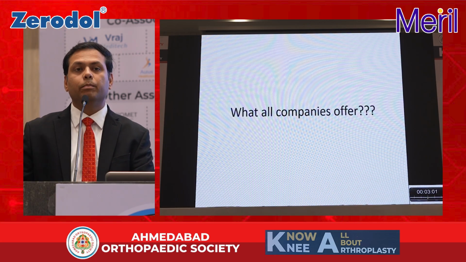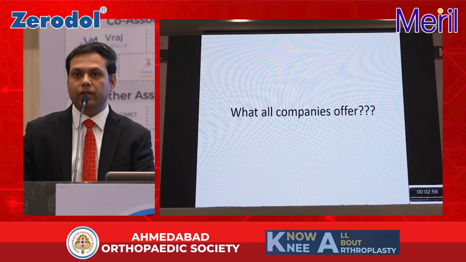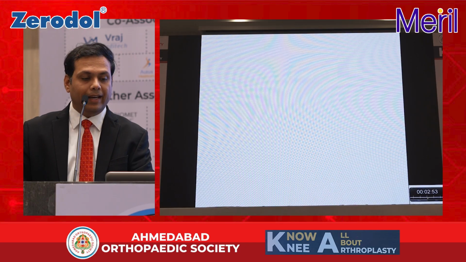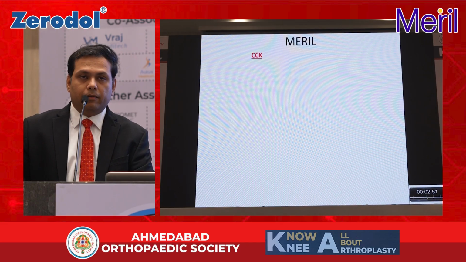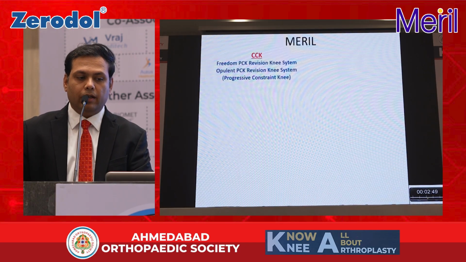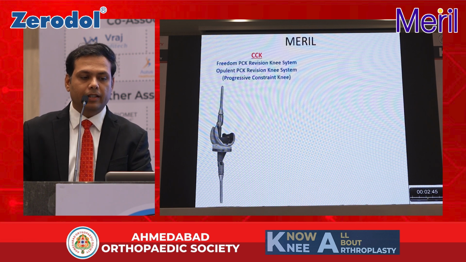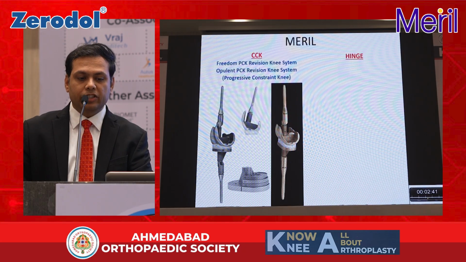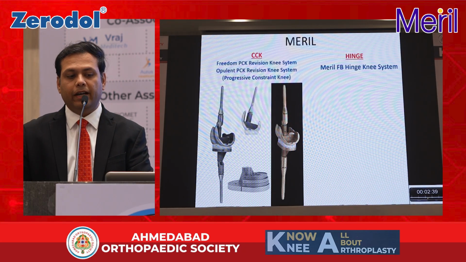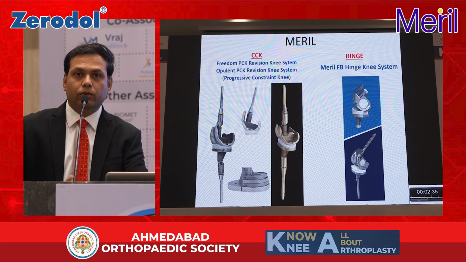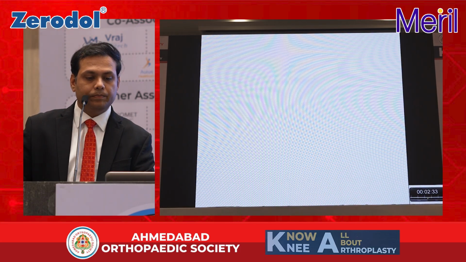So now what do all the companies offer? There are all the companies outside today which offer joint replacements and revision solutions. First of all, we talk about what Merrill has. In the CCK segment, Merrill has the Freedom PCK revision system, which is also available in the Opulent variety, the gold variety which they call. And in the hinge variety, Merrill has the fixed bearing hinge knee system. Again, a very beautiful system to manage the revisions.